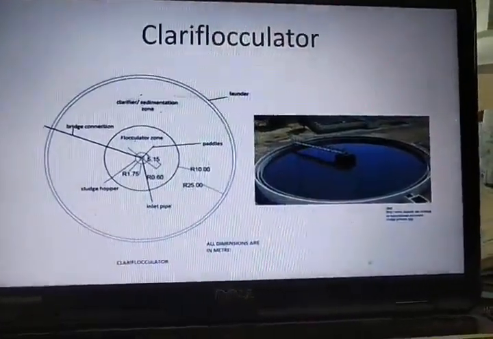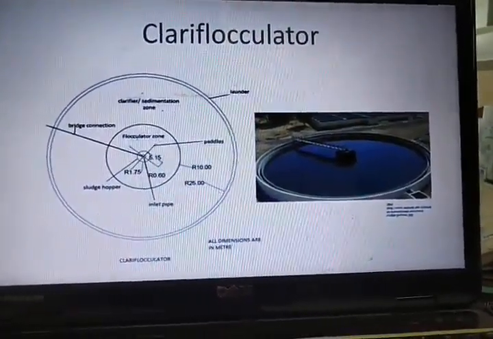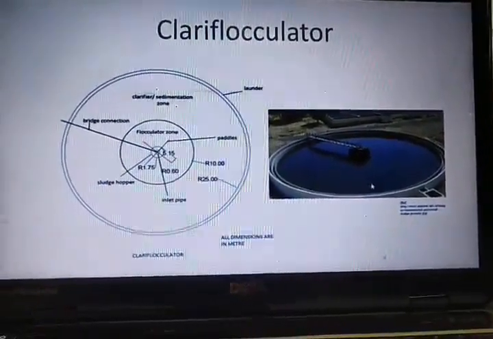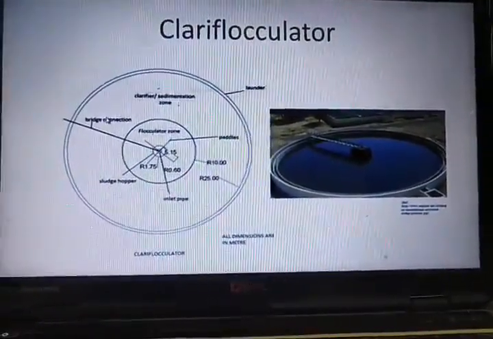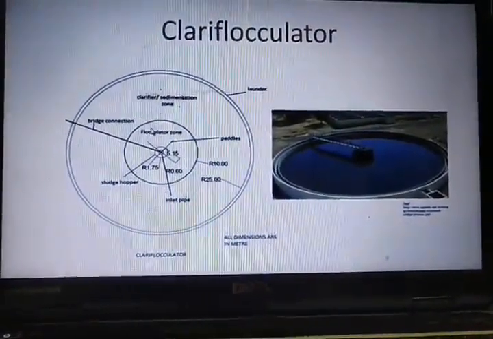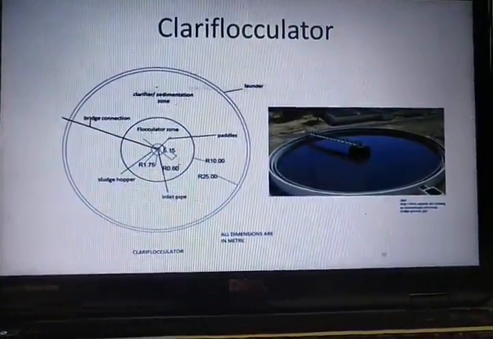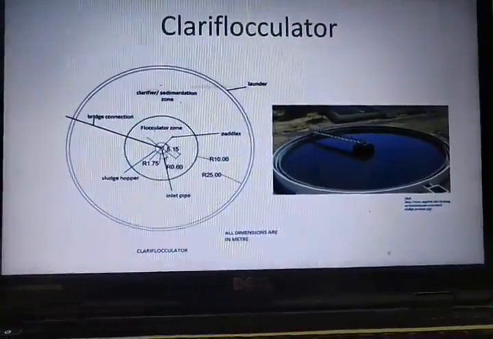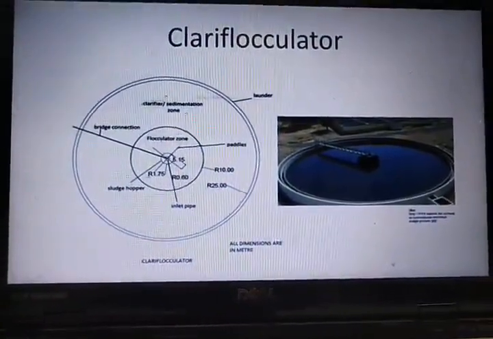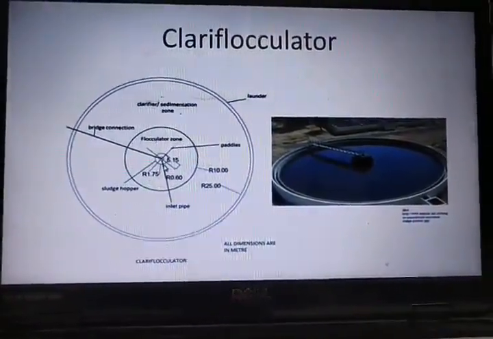See, this is the plan of a clariflocculator, and this is how it looks. The inner tank you cannot see here because it is submerged in the water. Here you can see the flocculation zone, that is the inner tank, and this is the outer tank in the plan. This is the centrally located well which distributes the water slowly into this tank.